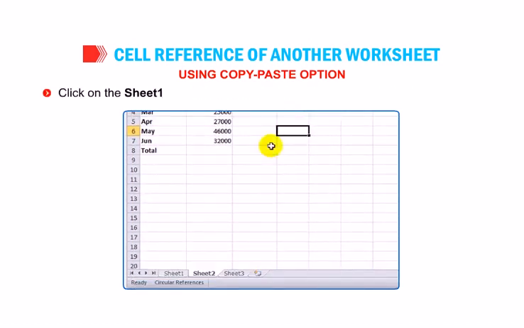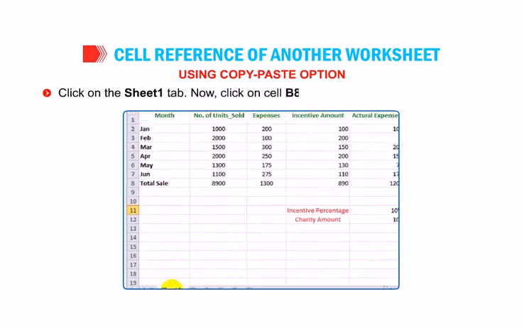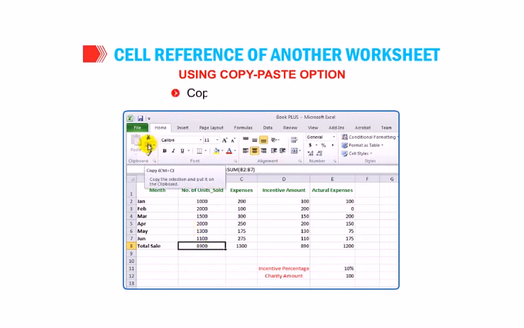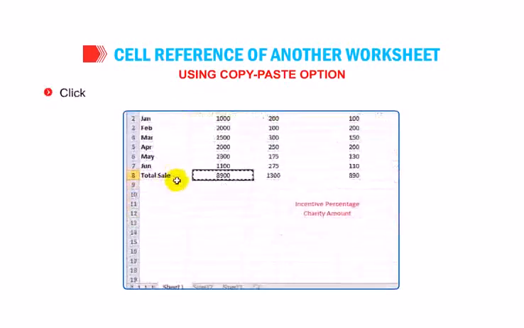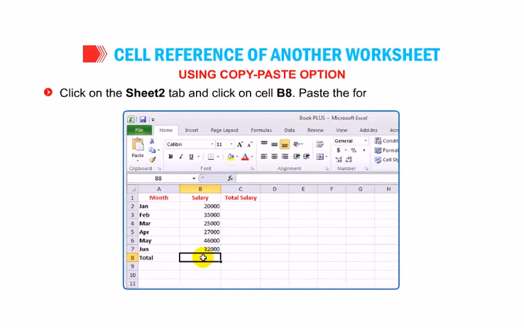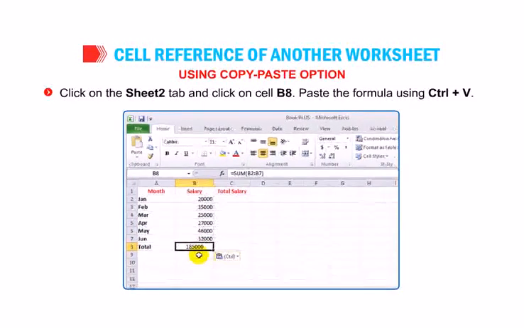Click on the Sheet 1 tab. Now click on cell B8 where the sum function is used. Copy the formula using Ctrl+C. Click on the Sheet 2 tab and click on cell B8. Paste the formula using Ctrl+V.